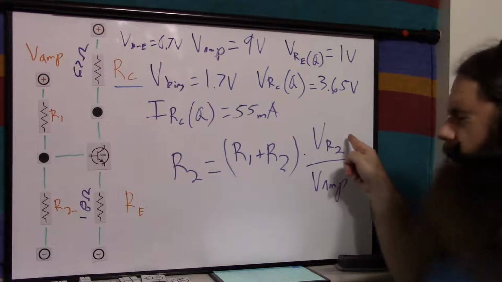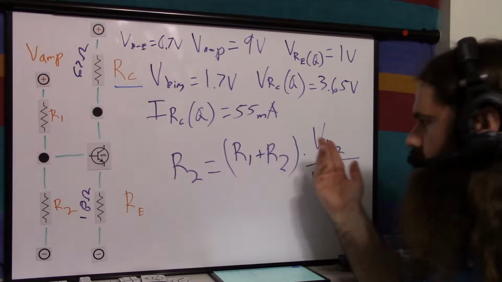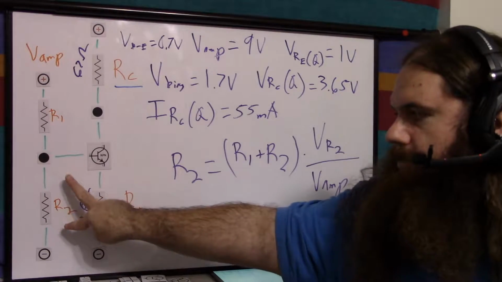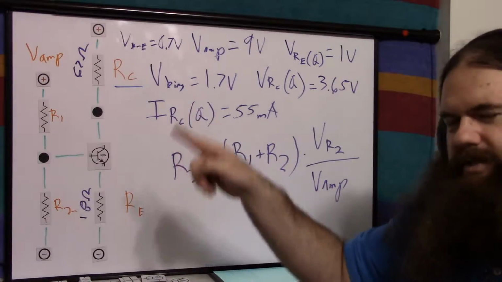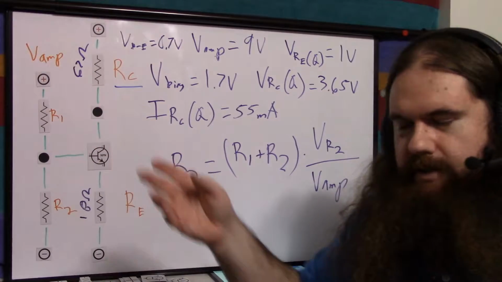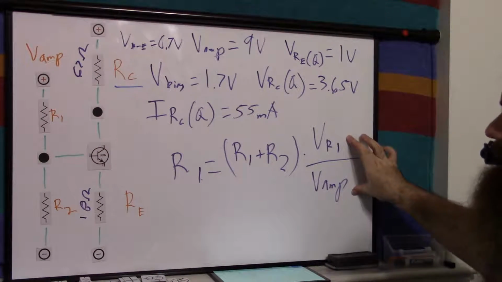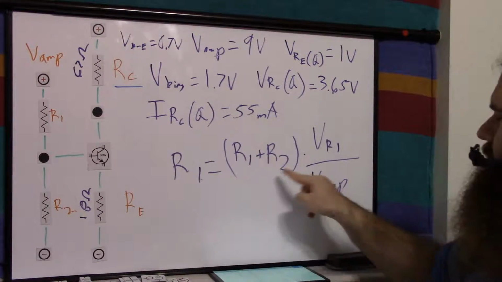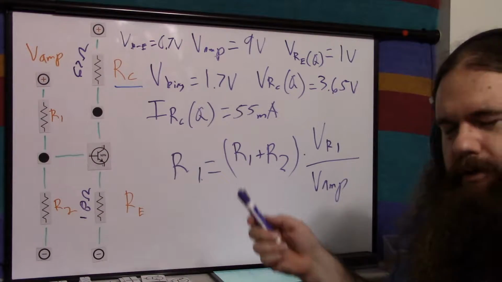V of R2 over V amp is the factor, the percentage essentially. If you multiplied it by 100, you could say percent. It's how much of V amp VR2 is carrying. And you just multiply that factor, that percentage, into the resistance, because it's the same thing. 30% resistance, 30% voltage, same thing. And it's the same the other way. R1: the percentage of V amp that R1 is carrying times the total resistance is its resistance. So that gives you the other two resistors.